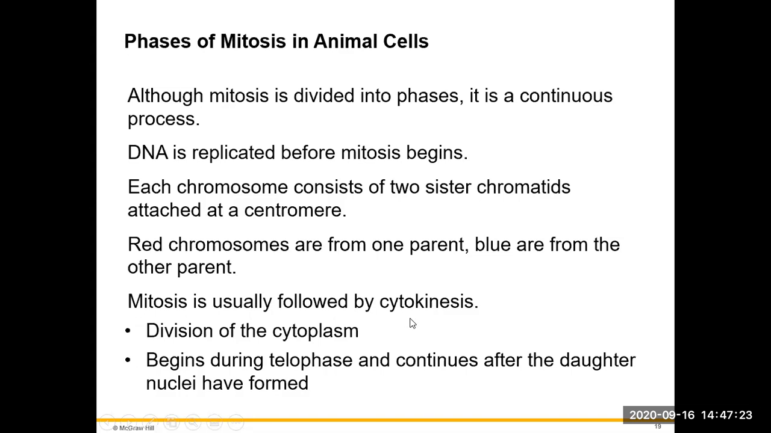Mitosis is usually followed by cytokinesis. The cyto part is the cytoplasm, and the kinesis part is moving apart. So the cytoplasm is moving apart, or there will be division of the cytoplasm. It begins during telophase and continues after the daughter nuclei have formed. The daughter nuclei are formed during telophase, but the cytokinesis happens after telophase.